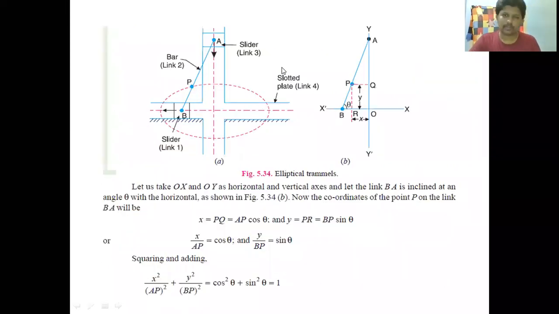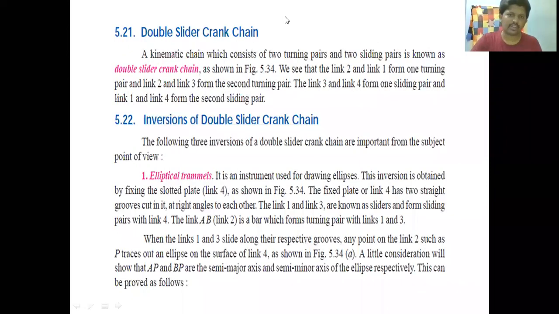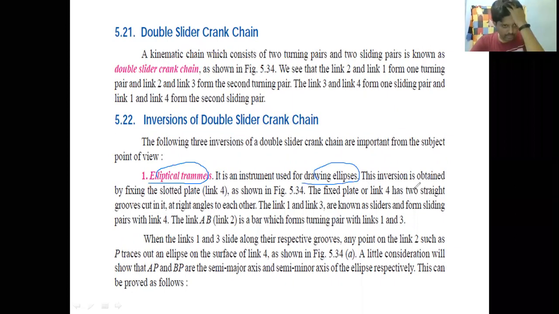This is an example of a double slider mechanism. We have inversions of the double slider mechanism. The first one is the elliptical trammel. It is an example of an inversion of a double slider chain mechanism. It is an instrument used for drawing an ellipse. The inversion is obtained by fixing the slotted plate, link 4. We are fixing the slotted plate, link 4. The fixed plate has two straight grooves cut at right angles to each other.